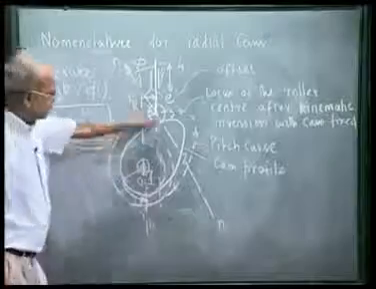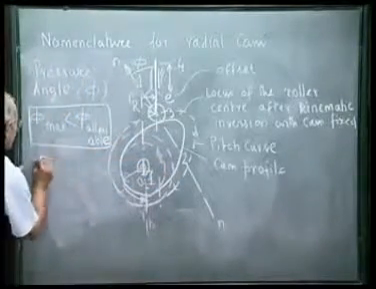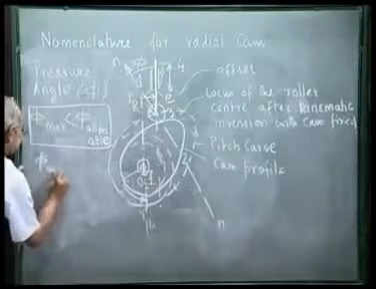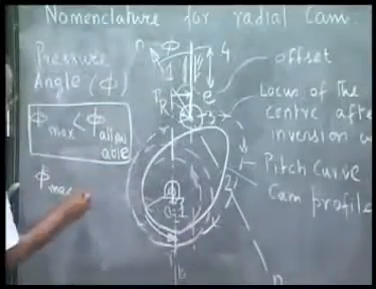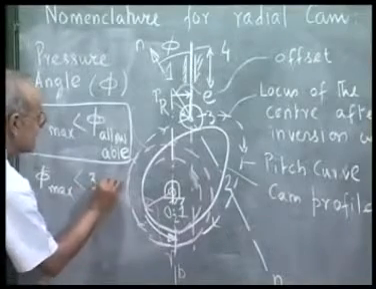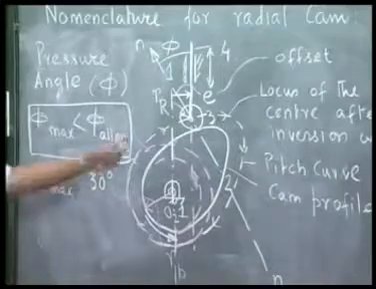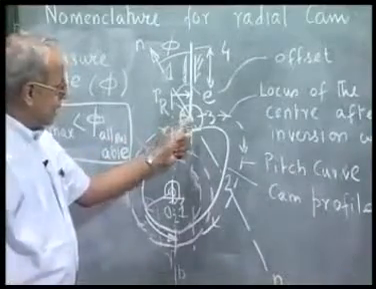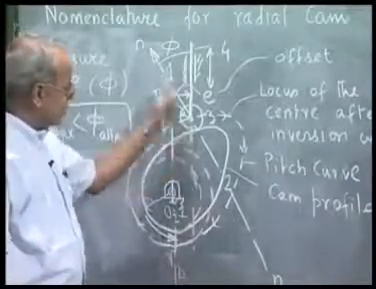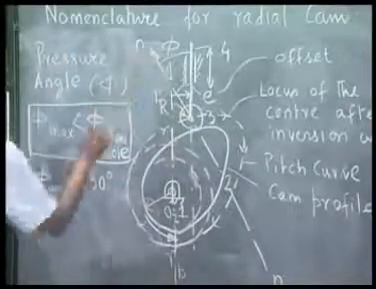The phi will keep on changing depending on the cam profile, and normally for a roller follower we want phi max, for translating follower, the phi max should be less than 30 degree. Similarly, for an oscillating follower, the velocity of this point and the common normal, they are not in the same direction, and the angle between them will be called pressure angle.